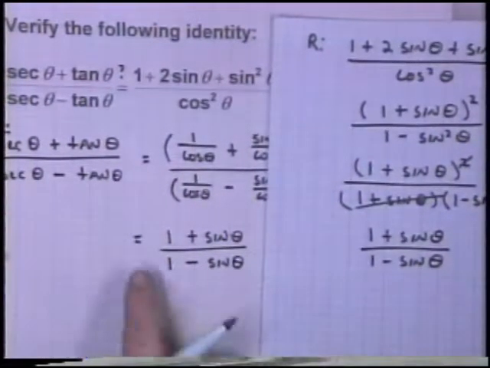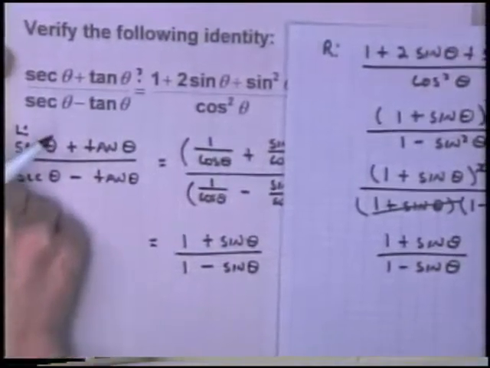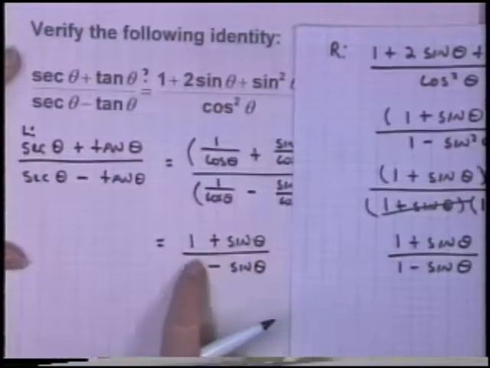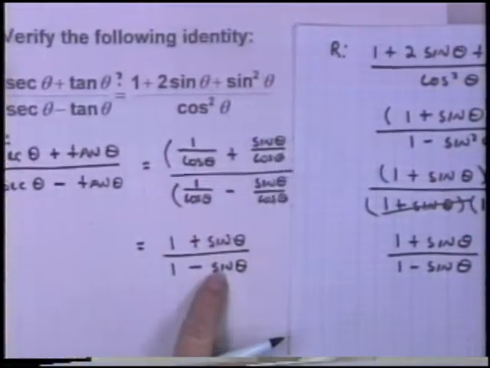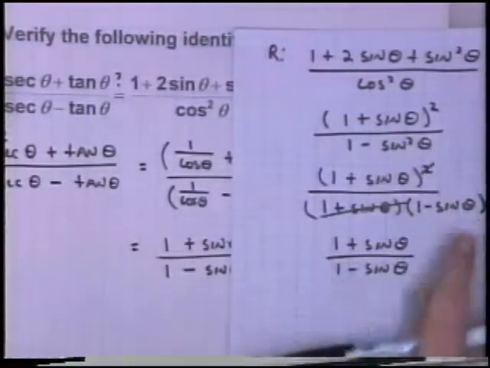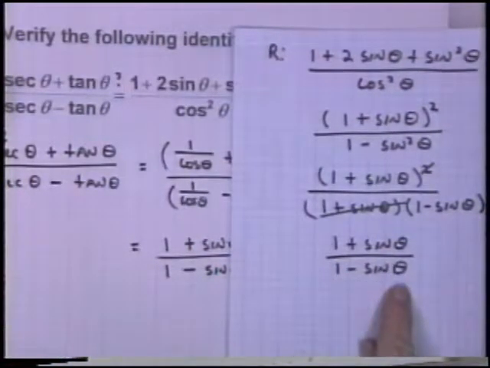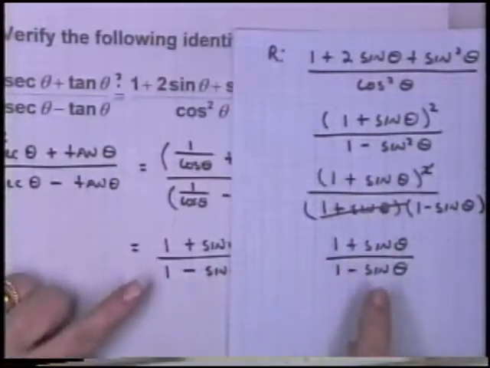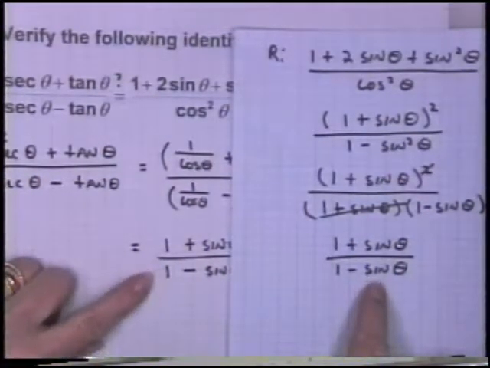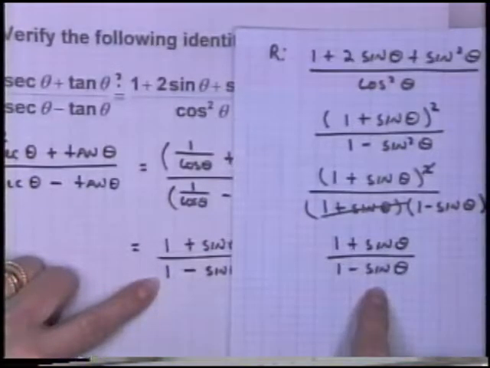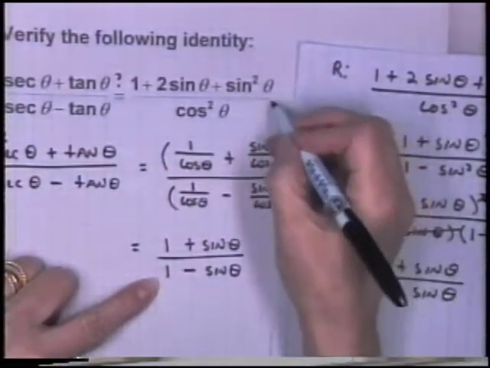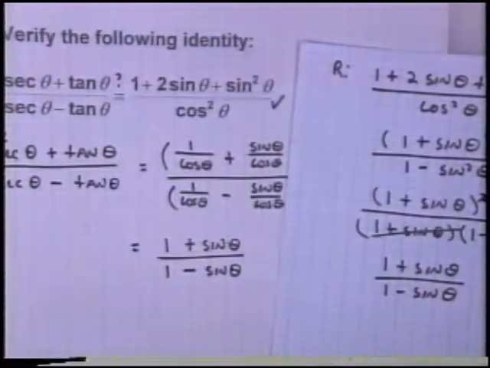Now, let's compare. What did I have just a moment ago? Same thing, didn't I? The left-hand side is equal to 1 plus sine theta over 1 minus sine theta. The right-hand side is also equal to 1 plus sine theta over 1 minus sine theta. So since the two sides are equal to a common third side, if they're both equal to this, they must be equal to each other.